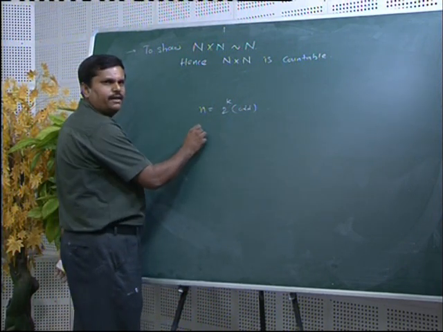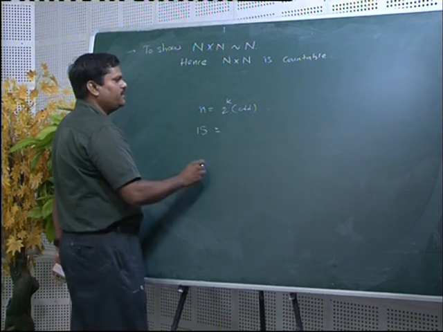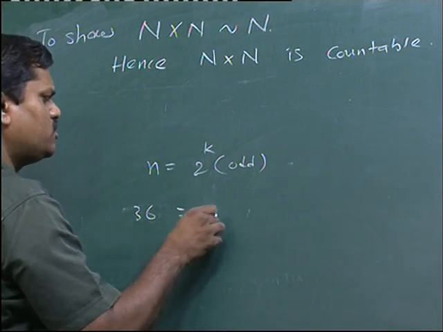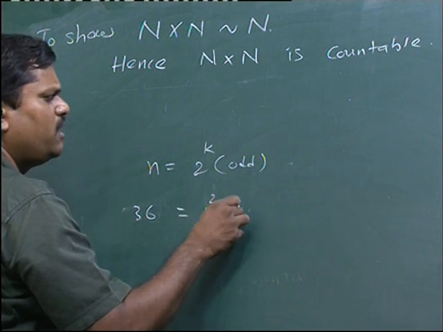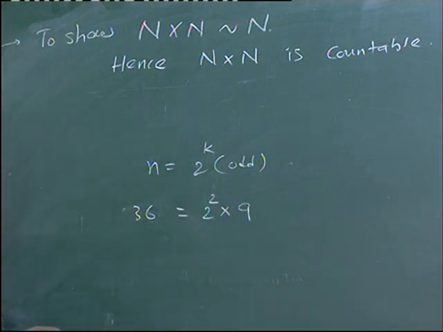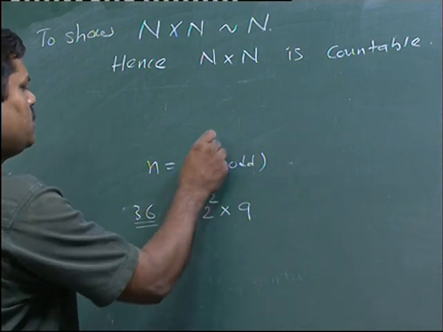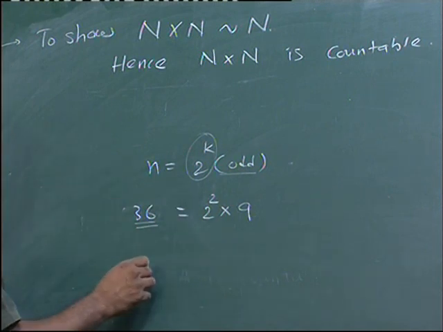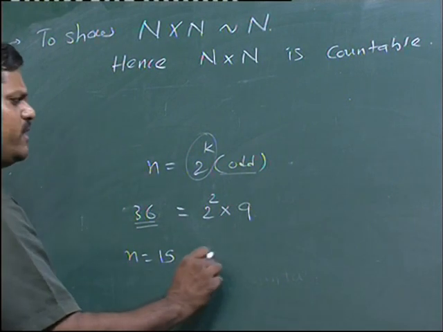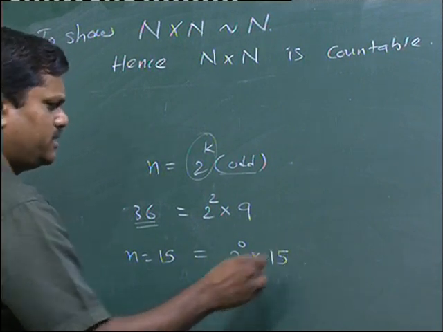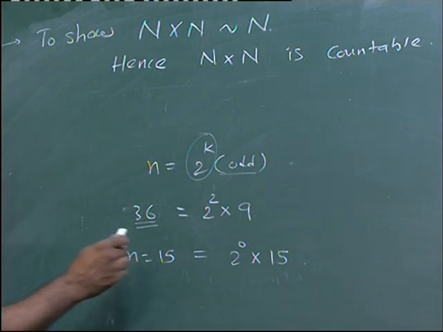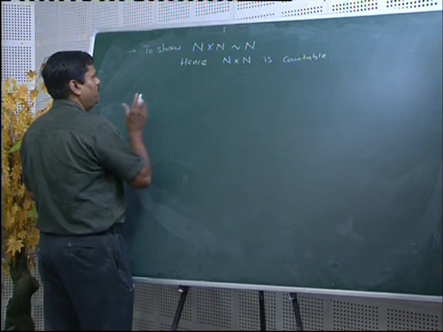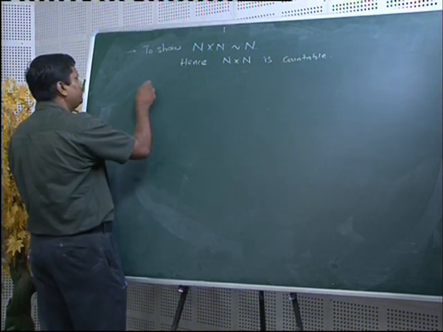For example, if I write 15 or say 36, then 36 you can write as what? 2 raised to 2, that is 4, into 9. 4 9s are 36, correct. So, every natural number you can express as 2 to some power and into some odd number. If this number itself is odd, for example, if I take n is equal to 15, then 15 you can write as 2 raised to 0 into 15, finish. So, every number you can express in this way, and using this idea we are defining a function, because we get two numbers from this representation.